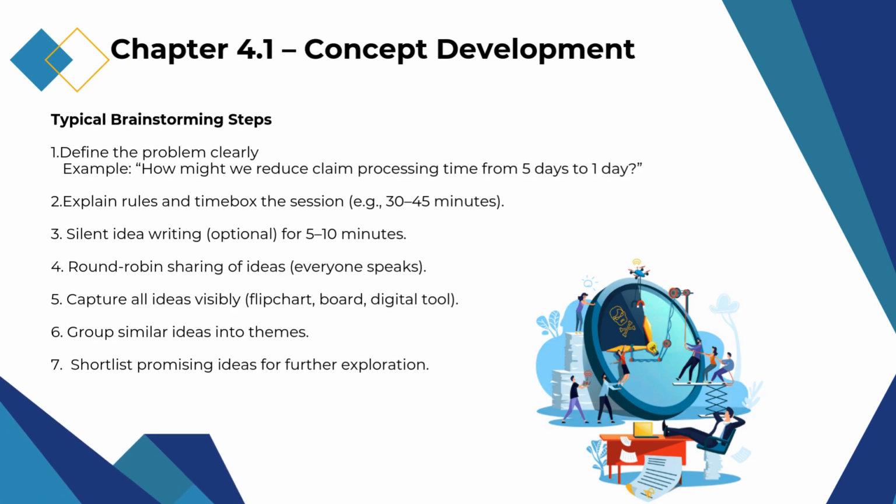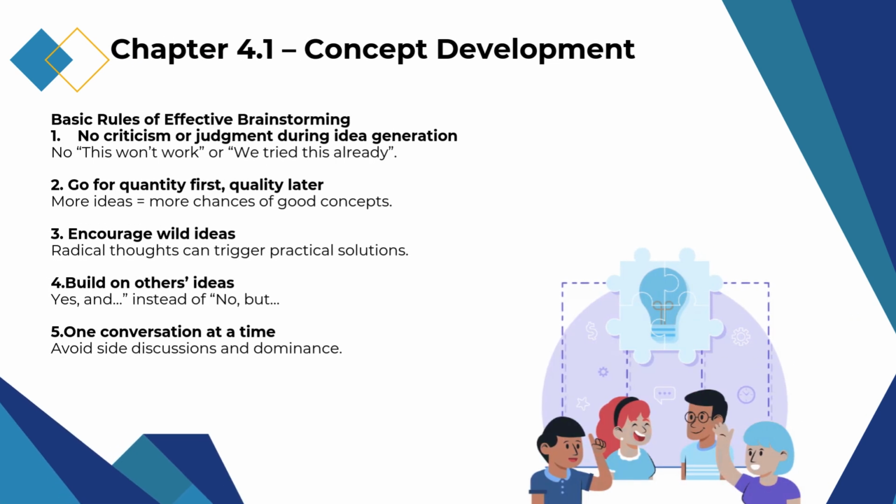Typical brainstorming starts by clearly defining the problem so everyone understands the goal, such as reducing claim processing time. The team then agrees on simple rules and a fixed time to keep the session focused. Ideas may first be written silently to encourage individual thinking, followed by round-robin sharing so everyone contributes. All ideas are captured visibly, then grouped into similar themes, and finally the most promising ideas are shortlisted for deeper analysis. Effective brainstorming works best when everyone avoids criticism or judgment so ideas can flow freely.